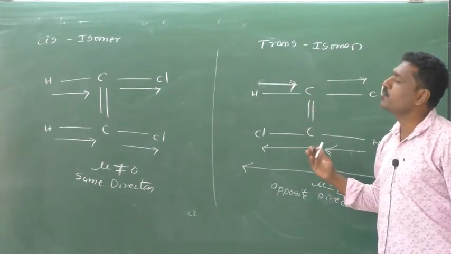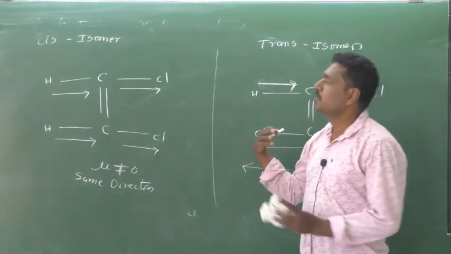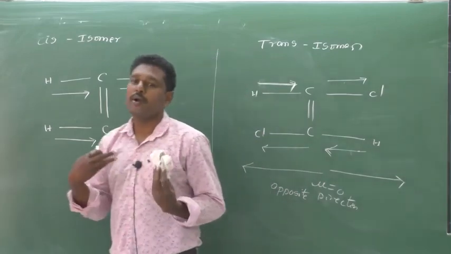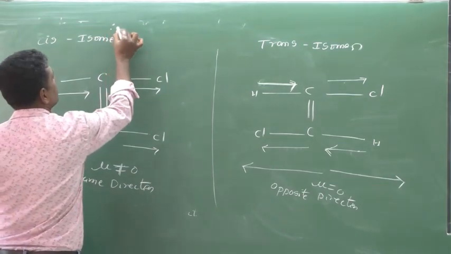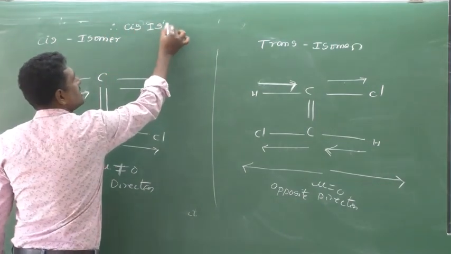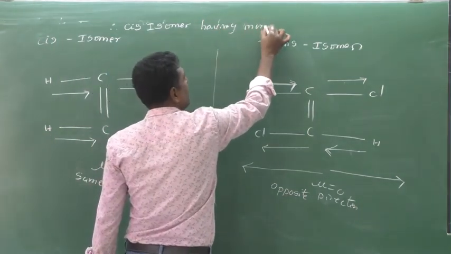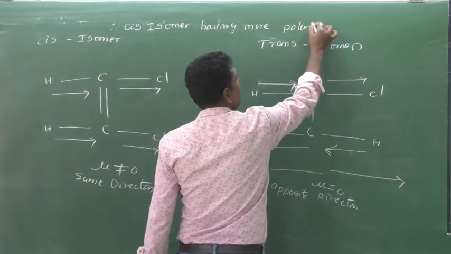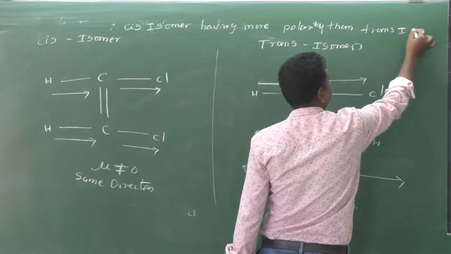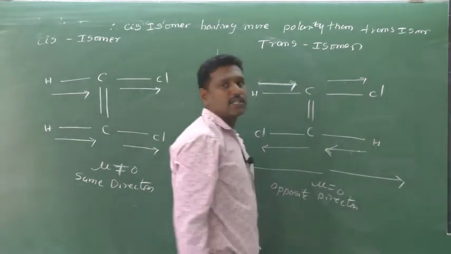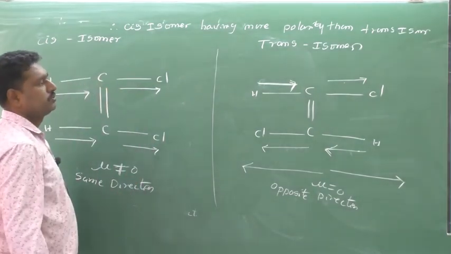So what is the use of this dipole moment? By knowing these values, we can confirm that the cis isomer has more polarity than the trans isomer. That we confirm. So this is also very, very important.